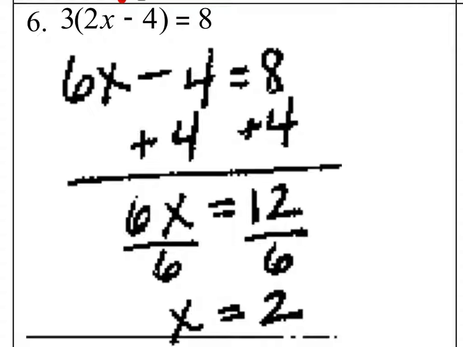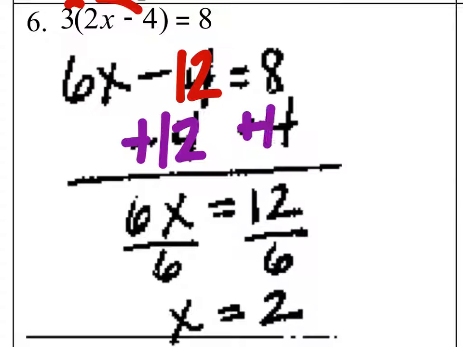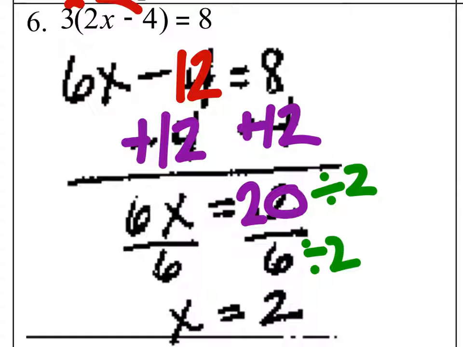Number 6. This one is also a very common mistake on a test. So they're distributing this 3. The problem is they've only distributed the 3 to the 2x. They need to distribute the 3 to the 4, making that a -12. So right here we would have to add 12 instead of 4 to both sides, making this one a 20. We would divide by 6 there, so that's good. But in order to simplify this, we'd divide both of these by 2, and we would get 10/3. So x is 10/3.